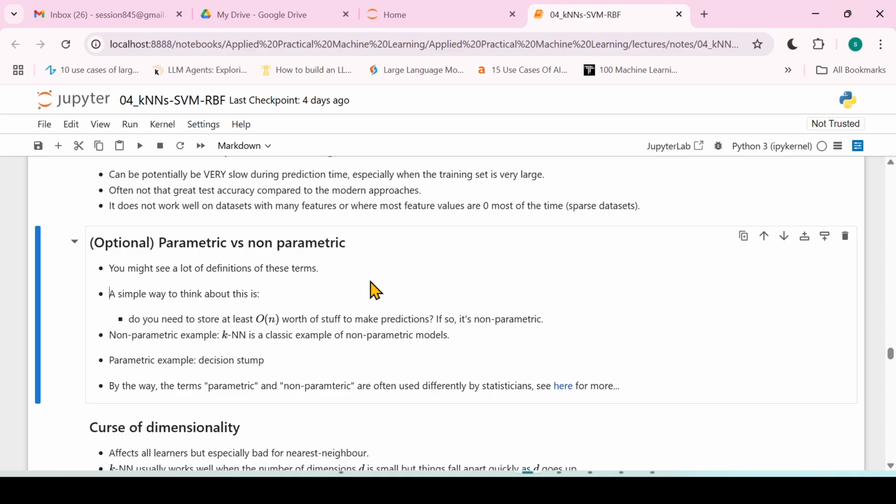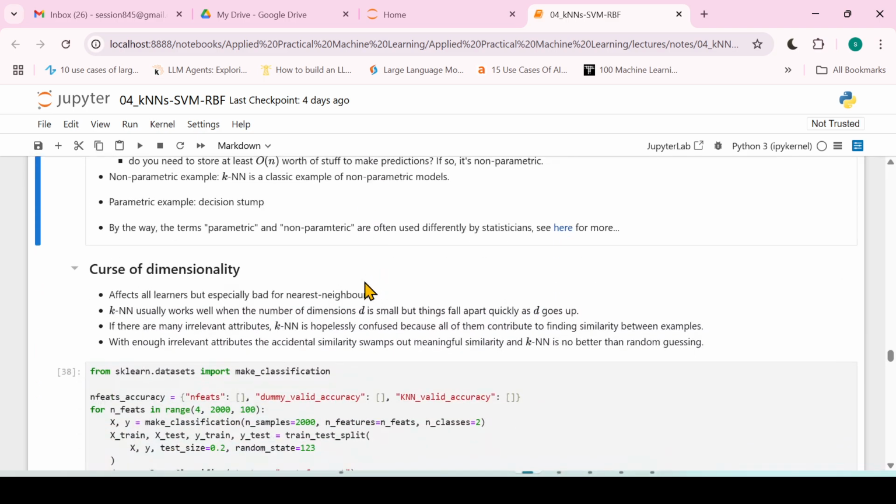So there are two types of algorithms as well: parametric and non-parametric algorithms. Now let's see what is the curse of dimensionality.